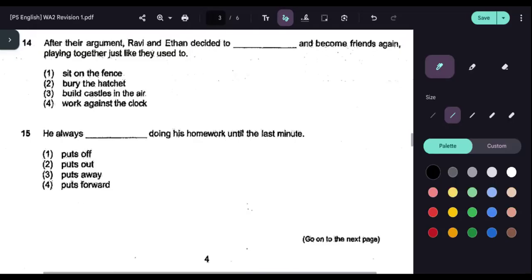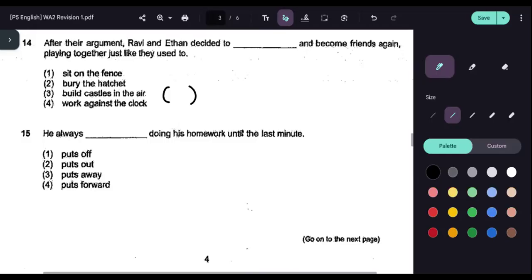14. After their argument, Ravi and Ethan decided to blank and become friends again, playing together just like they used to. So they were arguing, but they ended up becoming friends again. So this one actually means, sorry about that.